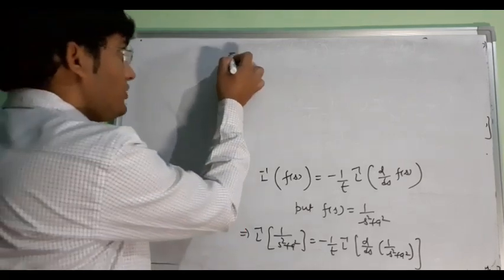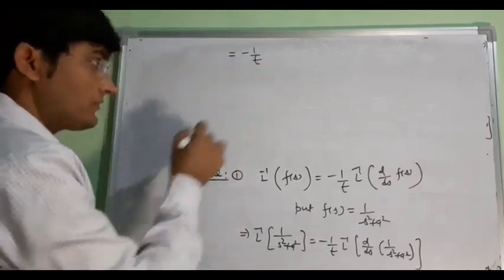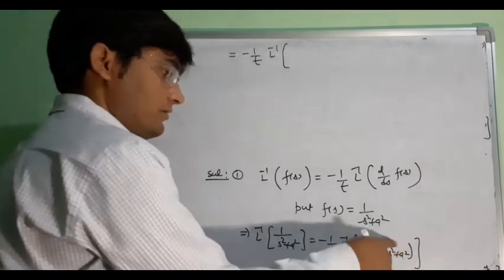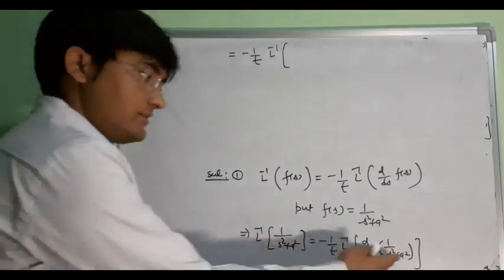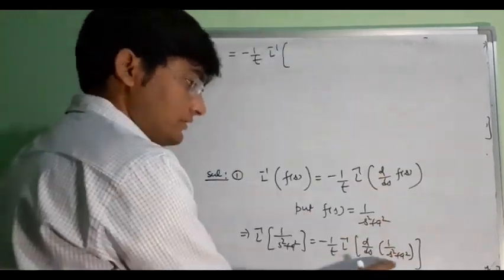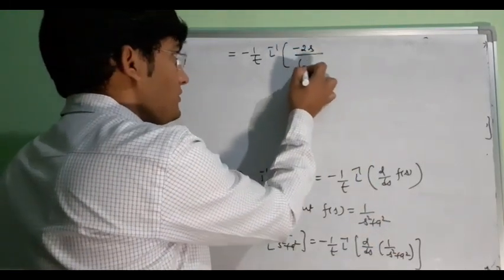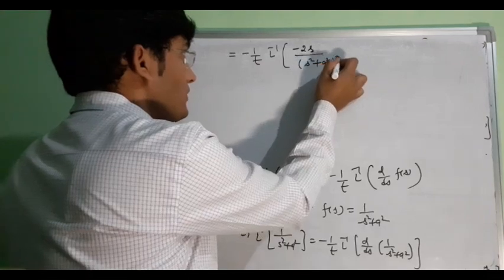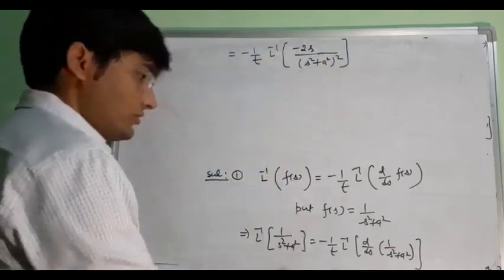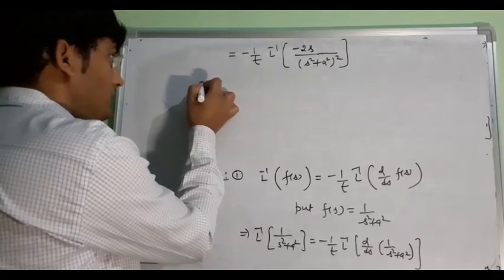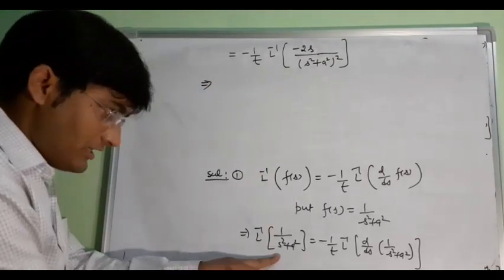Then this can be written as minus 1 by t, the Laplace inverse of the derivative. The differentiation of 1 upon x is minus 1 upon x square, and then the differentiation of s square will be 2s. So this will be minus 2s upon s square plus a square whole square. So this is the right hand side, and this implies now the left hand side.